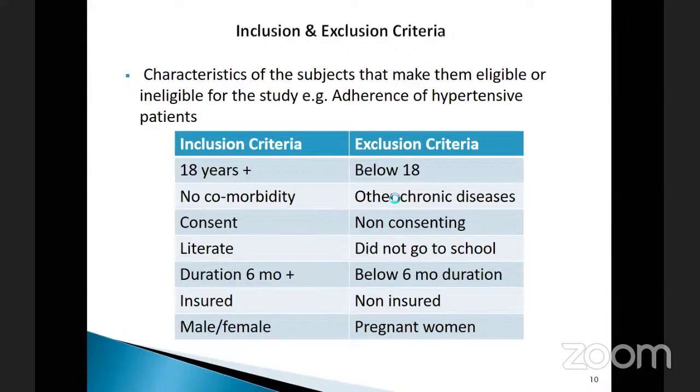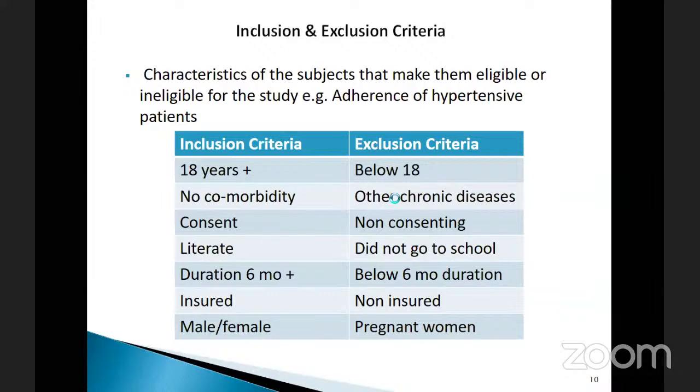For instance, if we want to study adherence of hypertensive patients, the study is on assessing adherence of hypertensive patients to be approved. Because maybe you feel that since this is on adherence, then the person must be consenting, literate, maybe the instrument you're using requires ability to read and write.